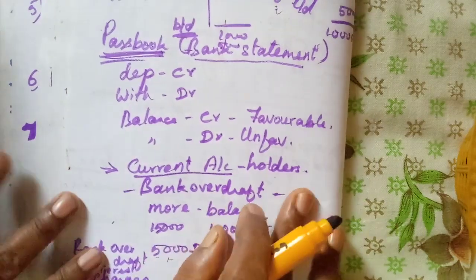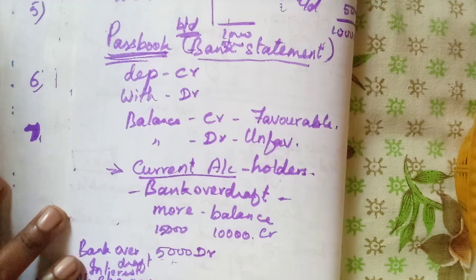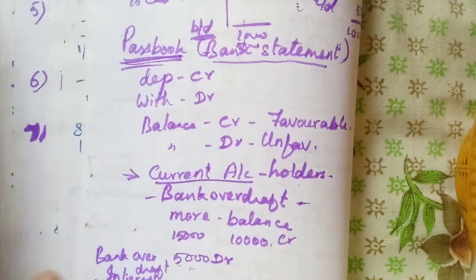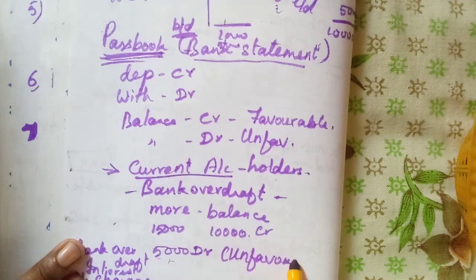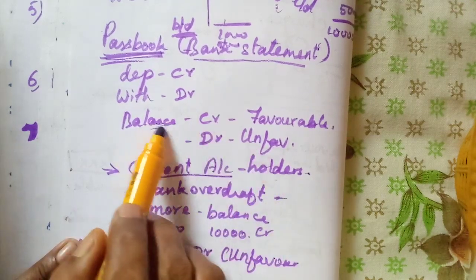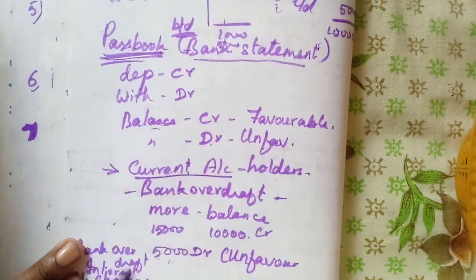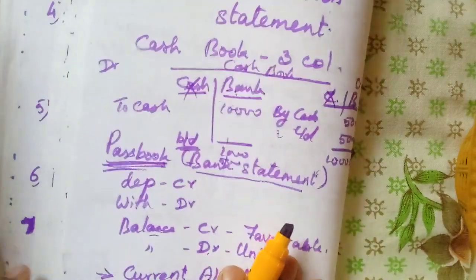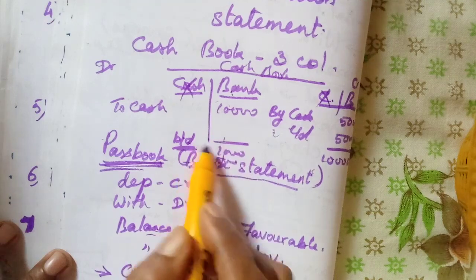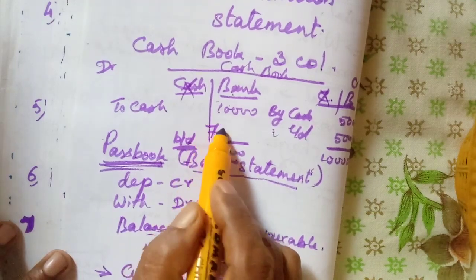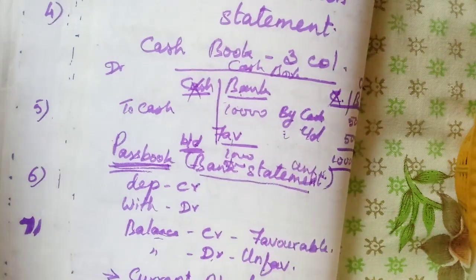Okay, here also we have a debit balance. There is a 5,000 debit balance, but here this is an unfavorable balance, isn't it? Because we have learned that a balance in the bank passbook, debit means unfavorable, credit means favorable. Here in the bank column of the cash book, if it is a debit balance, then that is called a favorable balance. If we have credit, then unfavorable balance.